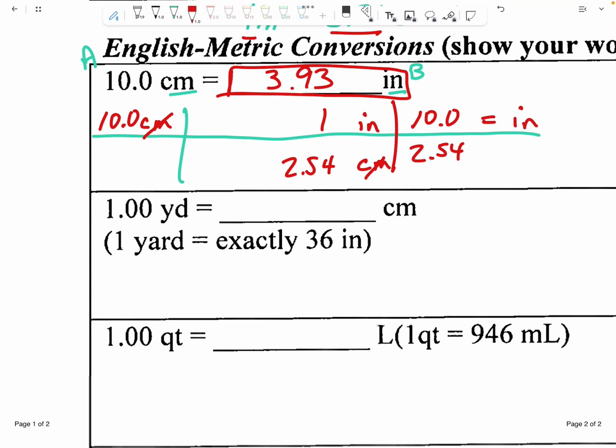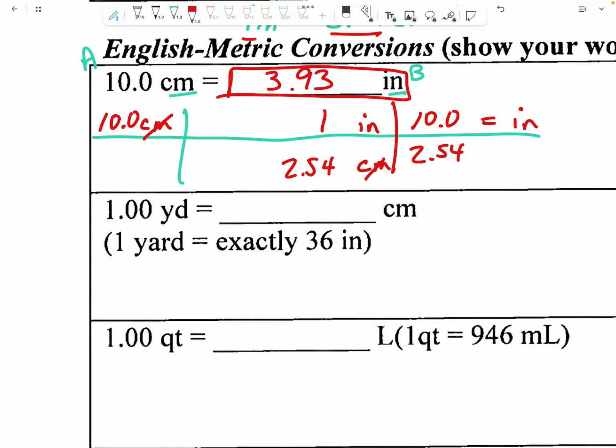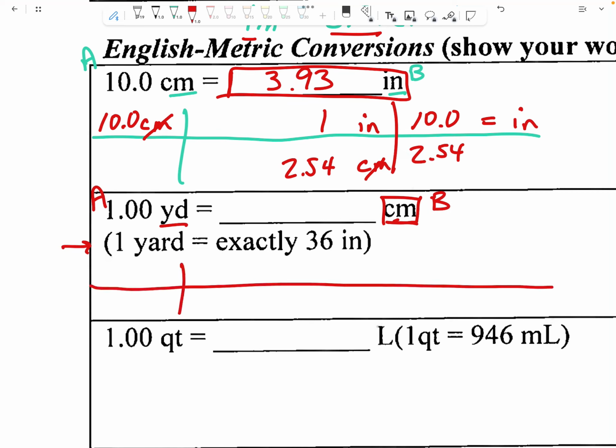I want to do one that's a two-parter. We are trying to go from yards to centimeters. There was no conversion that I gave you for that. Although there is a conversion right here, it still doesn't get me what I really want to find, which is centimeters. So we're going to have to do a 2 conversion factor problem. But first I'm going to label my A, label my B, and then I'm going to go ahead and do like this again. Write in my A as 1 yard.